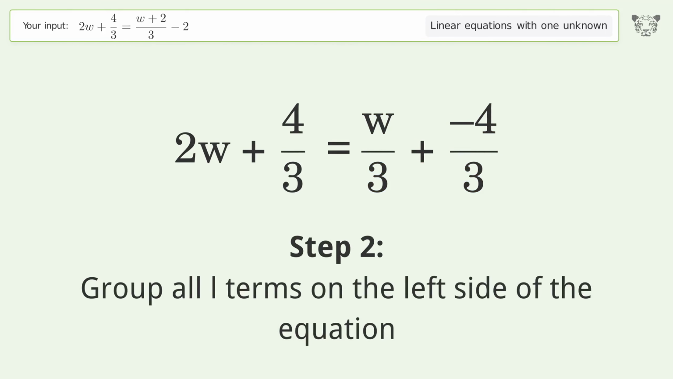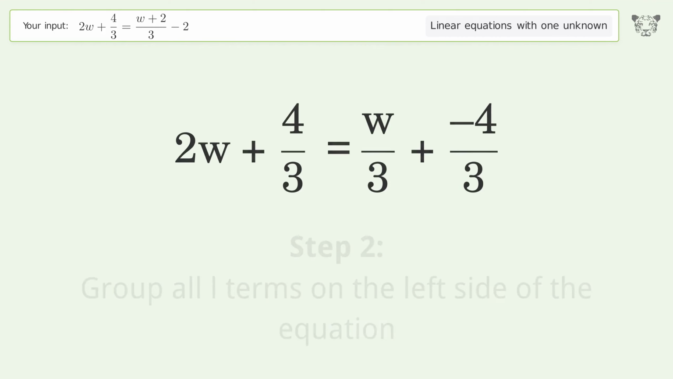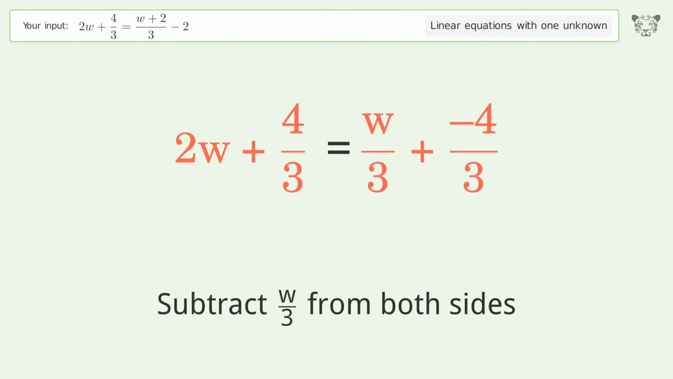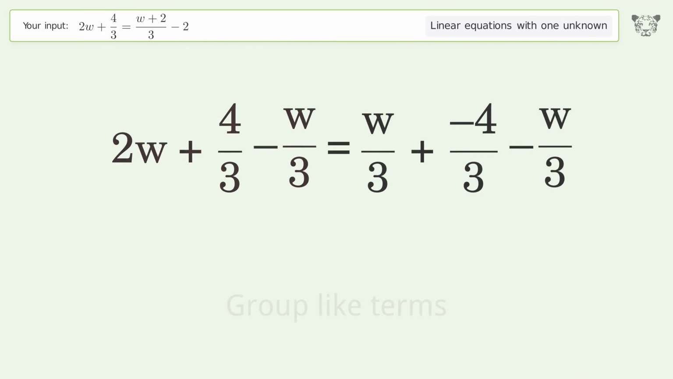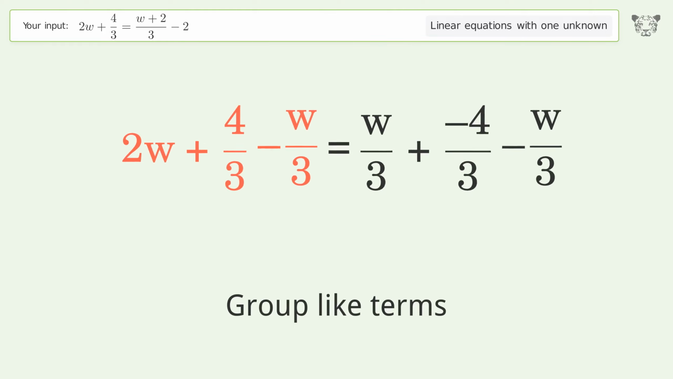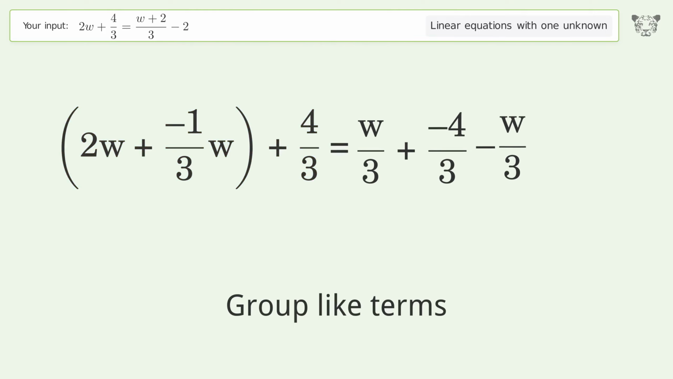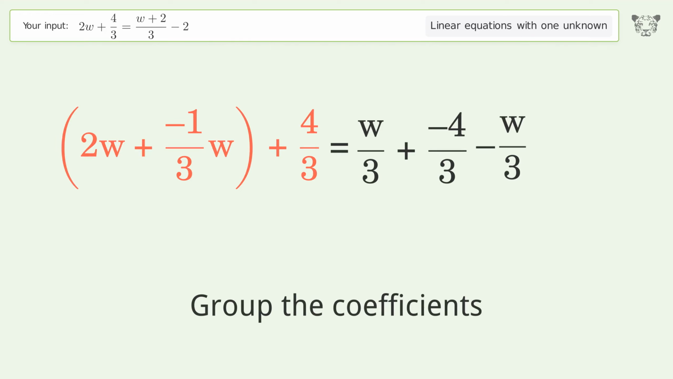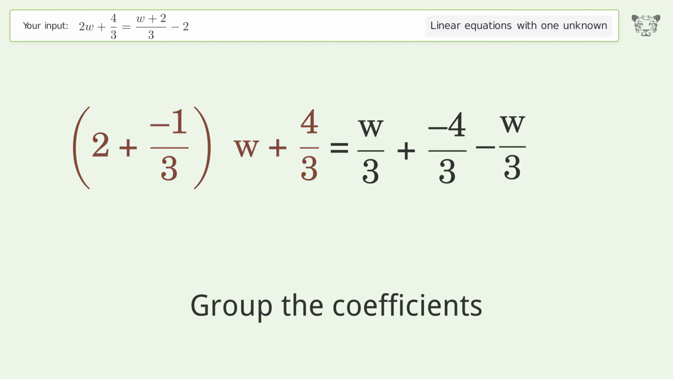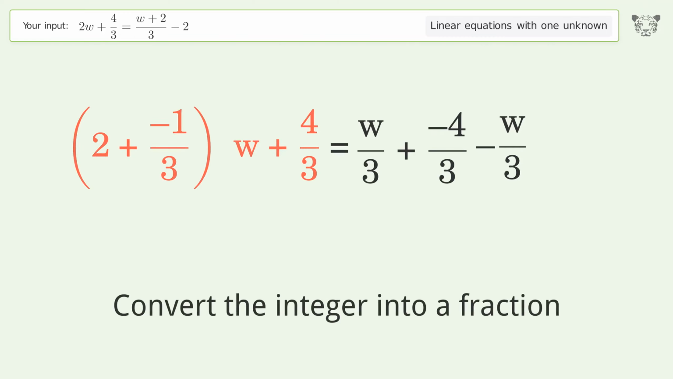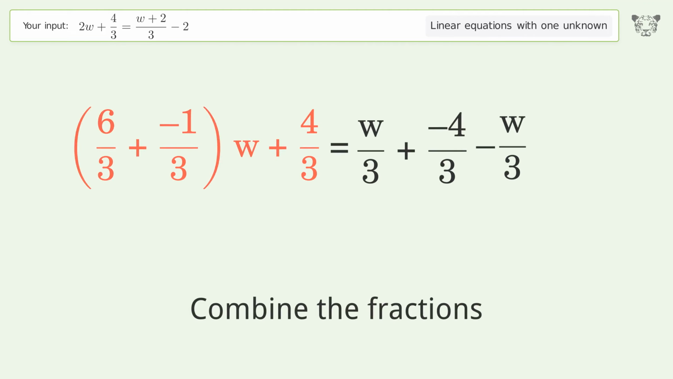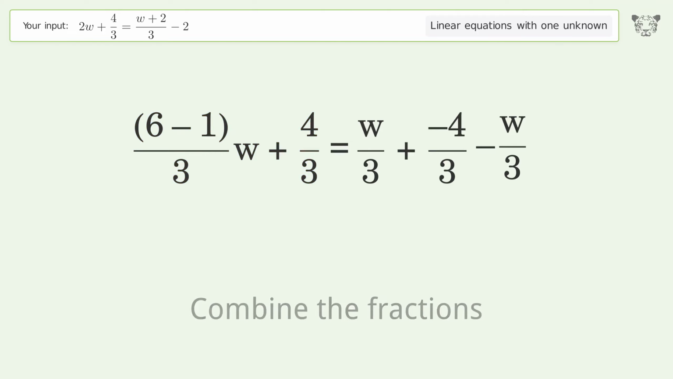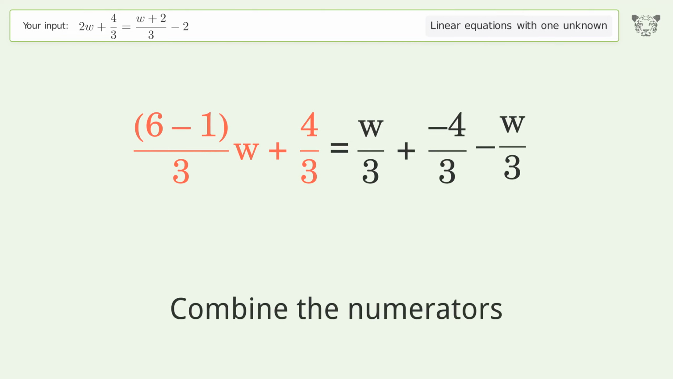Group all w terms on the left side of the equation. Subtract w/3 from both sides. Group like terms. Group the coefficients. Convert the integer into a fraction. Combine the fractions. Combine the numerators.